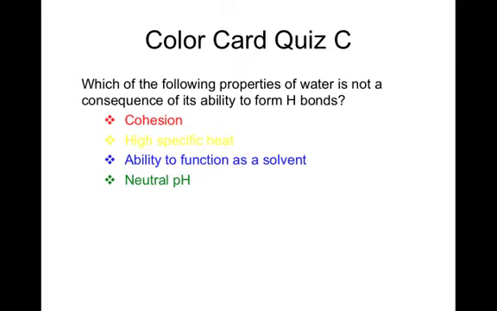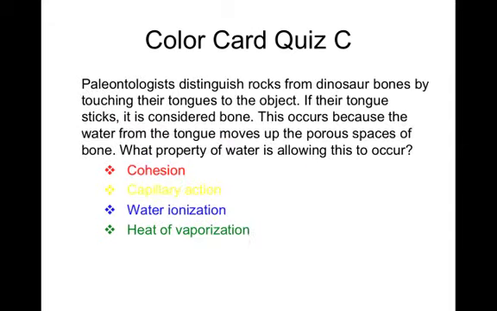Which of the following properties of water is not a consequence of its ability to form hydrogen bonds? Red, cohesion. Yellow, high specific heat. Blue, the ability to function as a solvent. And green, its neutral pH. Next. Paleontologists distinguish rocks from dinosaur bones by touching their tongues to the object. If their tongue sticks, it's considered bone. This occurs because the water from the tongue moves up the porous spaces of the bone. What property of water is allowing this to occur?